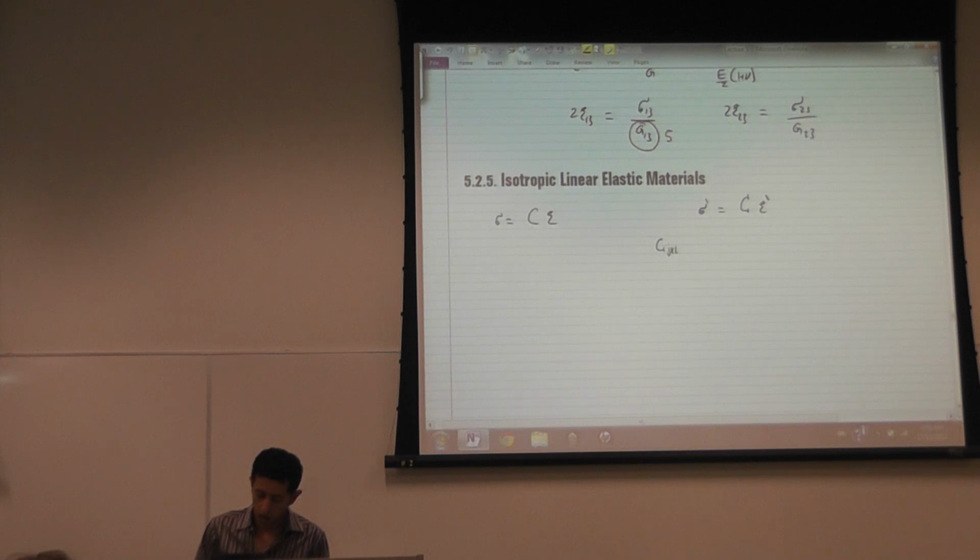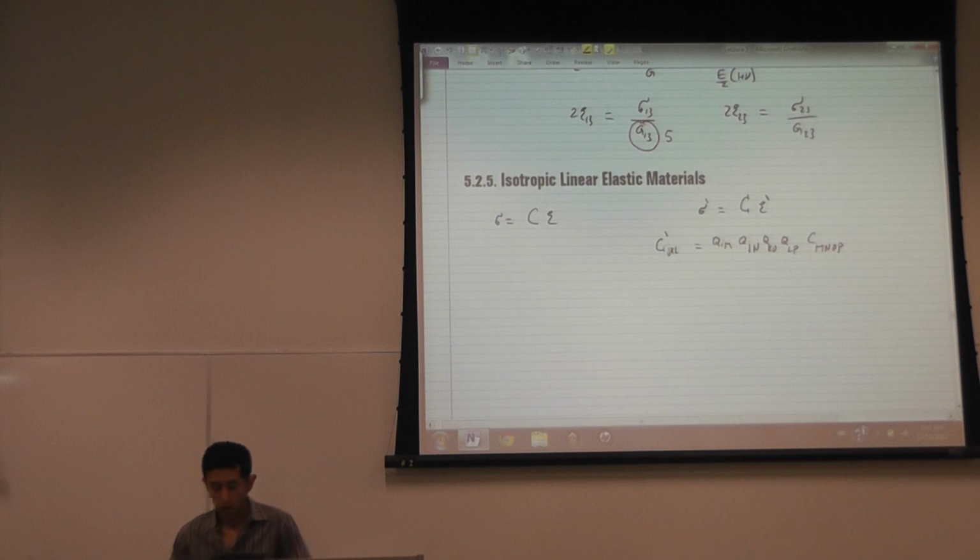Cij KL prime is equal to Qi, Ij KL and OP CIM QIM QJN QKO QLP. When you do this, you also get CIJKL. Whatever Q's you put here, you get the same constant. So in any coordinate system, you get the same matrix representation.